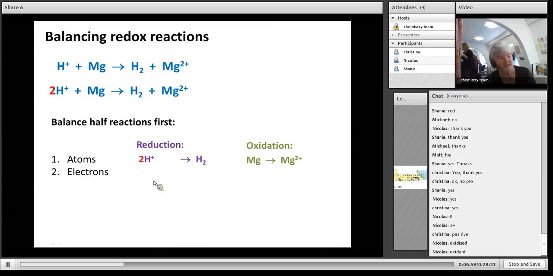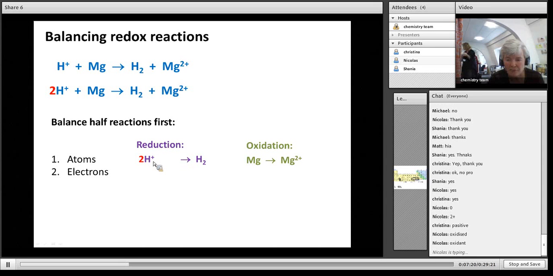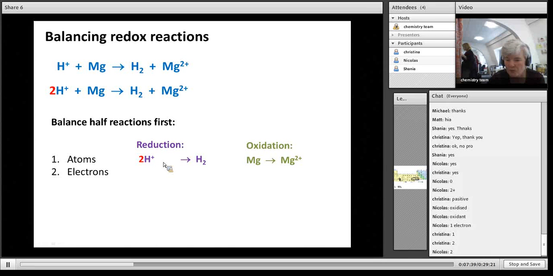Then I balance electrons. Now, there are two ways you can work out how many electrons have been lost or gained. The first one is using oxidation numbers. If I'm going from plus 1 to 0, how many electrons has each hydrogen ion gained? I see Nicholas is typing. It's gained, each hydrogen ion has gained one electron, correct. And if I've got two hydrogen ions, how many will 2 gain? 2, correct. So the same thing here, I'm going from 0 to plus 2, so I must have lost 2 electrons. So that's one way, using oxidation numbers.